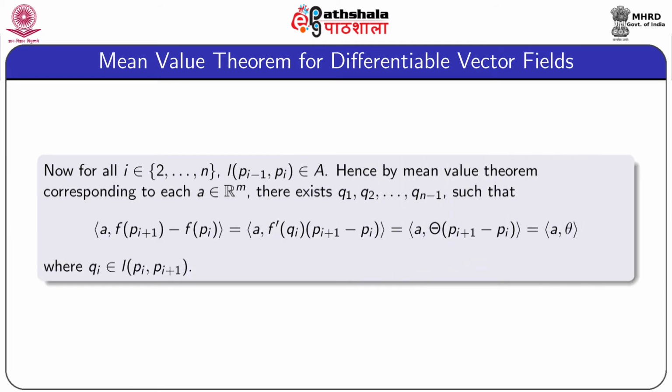Now, for all i from 2 to n, the line segment joining p i minus 1 and p i lies entirely within A. Hence, by mean value theorem corresponding to each a in Rm, we can find q1, q2 up to q n minus 1 such that inner product of a with f of p i plus 1 minus f p i equals inner product a, f dash q i, p i plus 1 minus p i, equals a with the 0 operator operating on p i plus 1 minus p i, and it is nothing but inner product a and the 0 vector, where q i lies on the line segment joining p i and p i plus 1.